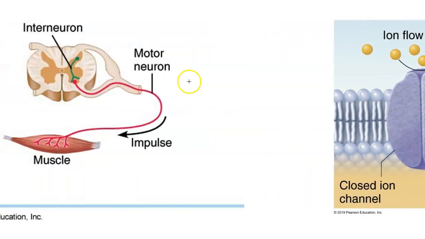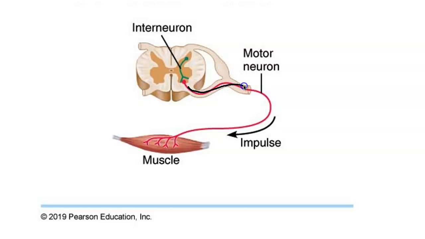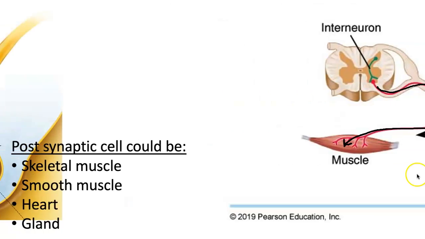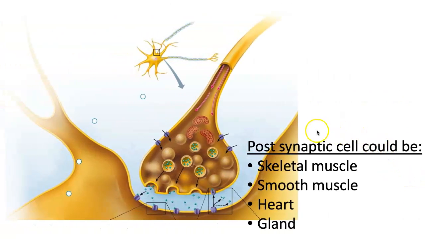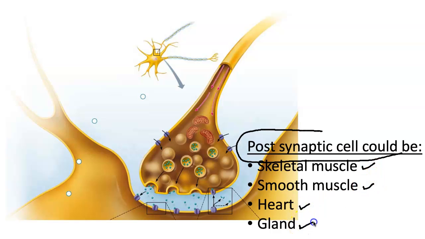In the case of the neuromuscular junction, what happens is a motor neuron will release acetylcholine from the axon terminals, stimulating those muscle cells to contract. But when we start considering a postsynaptic potential, the postsynaptic cell could be a skeletal muscle cell, but it could be something different. It could be smooth muscle, it could be the heart, it could be a gland. And so there are other questions that we have to take into consideration when thinking about a postsynaptic potential.